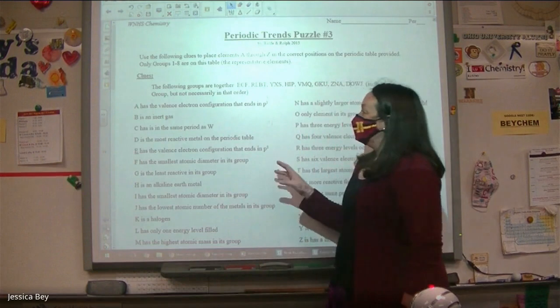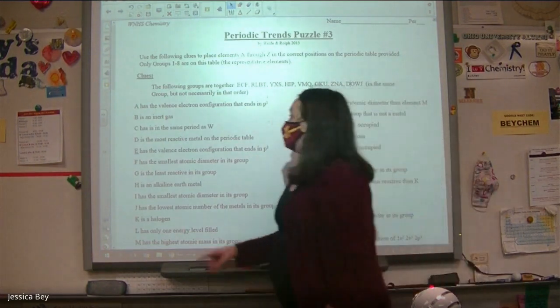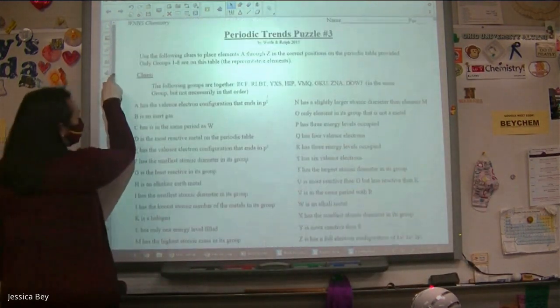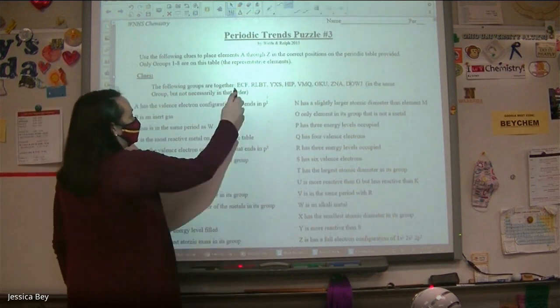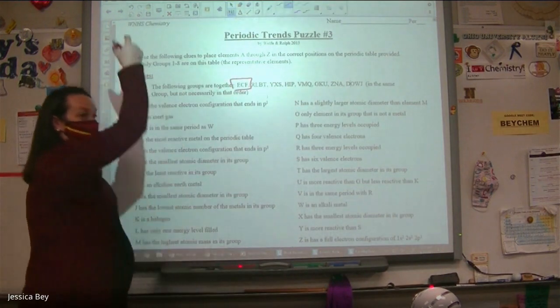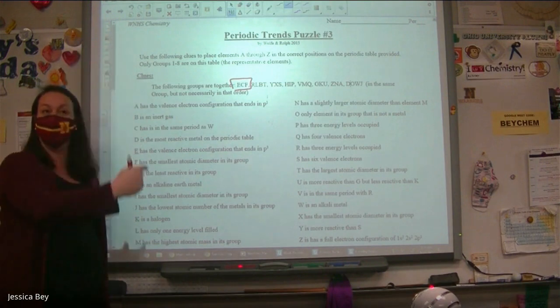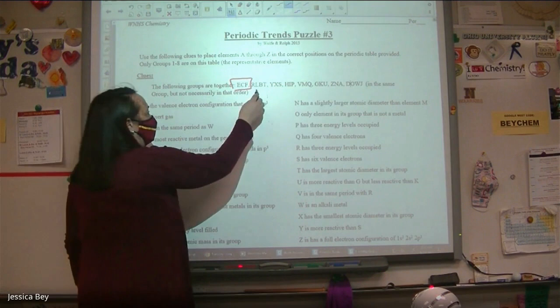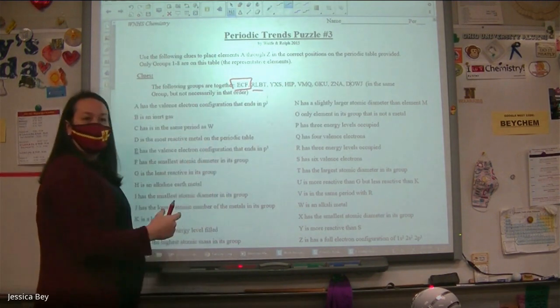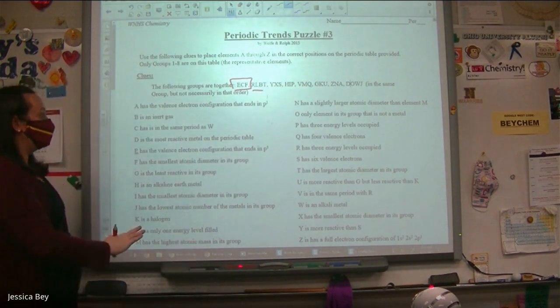In the logical reasoning puzzle, just like we did last week, I'll give you a really quick rundown on how to do it. If you did it last week, this should be easy for you. E, C, and F are in a group together. Remember, groups go up and down and have similar chemical and physical properties. R, L, B, and T are in the same group. You have to figure out where they go in this puzzle.